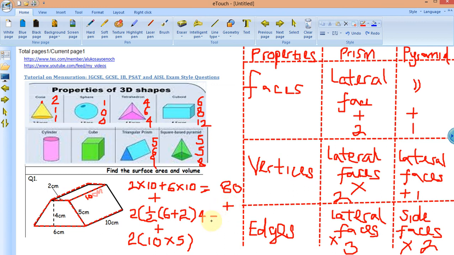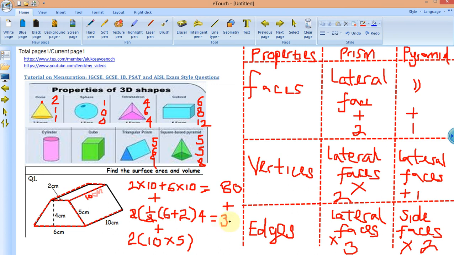I can have these 2 cancel out. If you want to take it out like that, no problem, you can do this and multiply, but I don't want to do that. I can just take these out, because there are 2 of that. So now I'm left with 6 plus 2, which is 8. 8 times 4 is 32. So 80 plus 32.